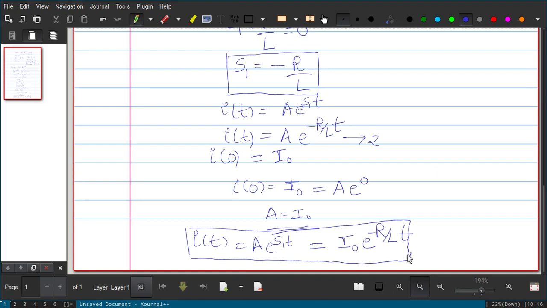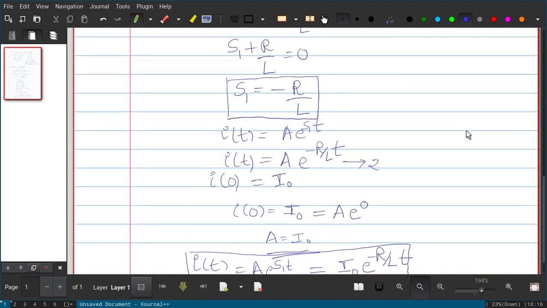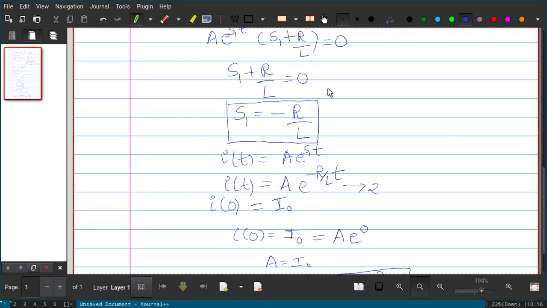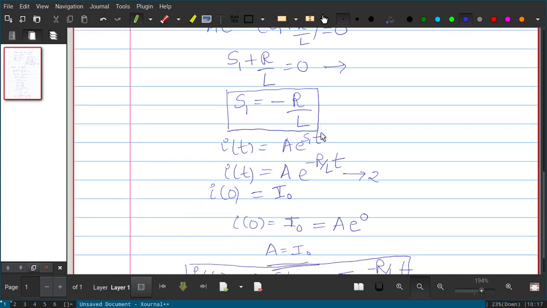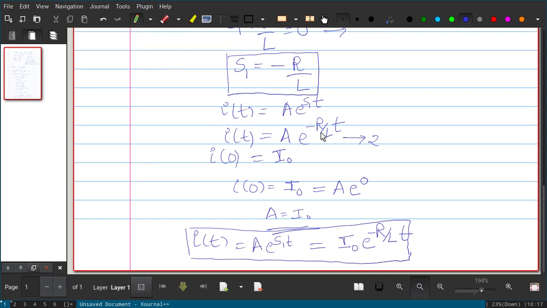Okay, and this equation, s1 plus R by L equal to 0, is actually called the characteristic equation. This explains the behavior of the circuit, so we can call it the characteristic of the circuit, or the characteristic equation. Okay, now we will solve one problem, then you will understand clearly what it is. So we will take the first problem.